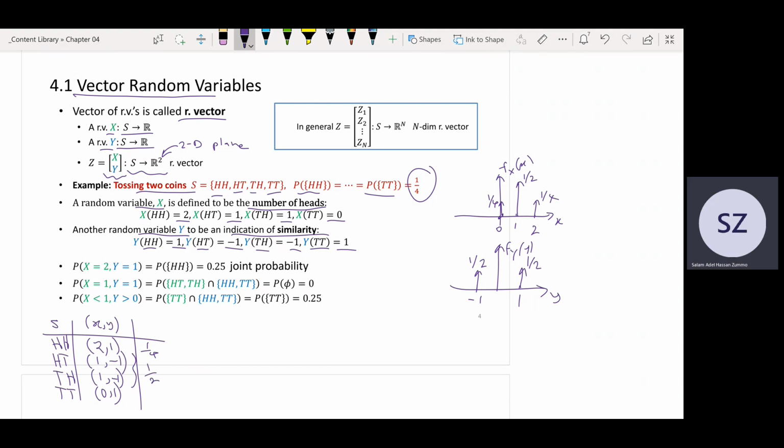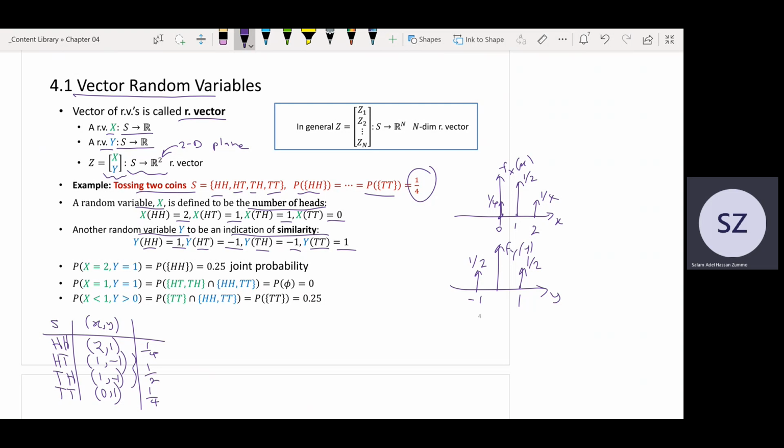Together, they are 1/2, right? So basically the probability of this is, what about the probability of tail? 1/2. So now you can see that x and y together can take how many points in the two-dimensional plane? 3 different points. This one has a weight, or happens with a probability of 1/4. This point happens with a probability of 1/2. This happens with a probability of 1/2.